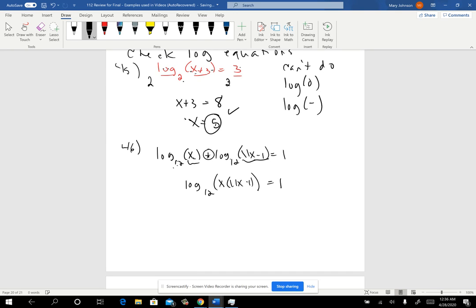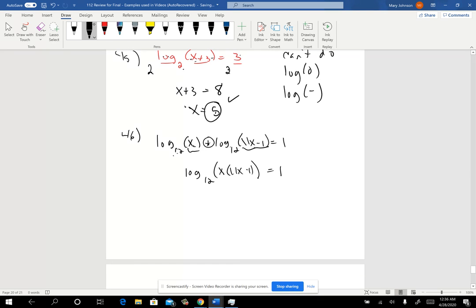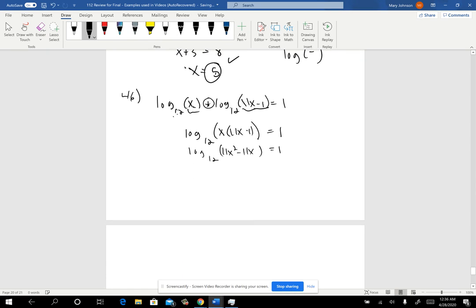Okay. So we condensed it to where it's one log. You could simplify this at this point if you wanted inside here. And now you got it kind of looking at number 45. So you'll do 12 to the left side, 12 to the right side. Okay. And that's going to wind up then undoing log base 12. So you'll have just 11x squared minus 11x.